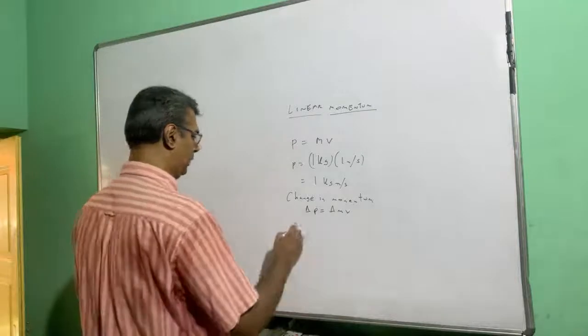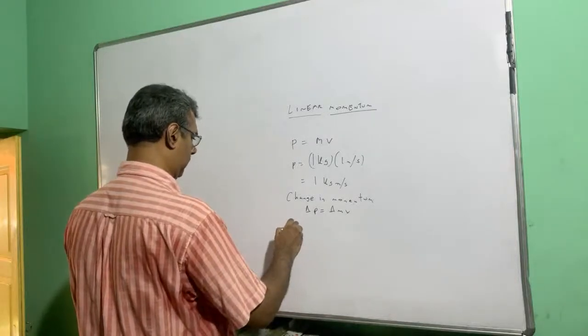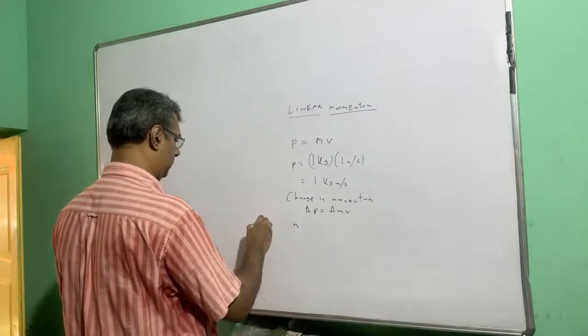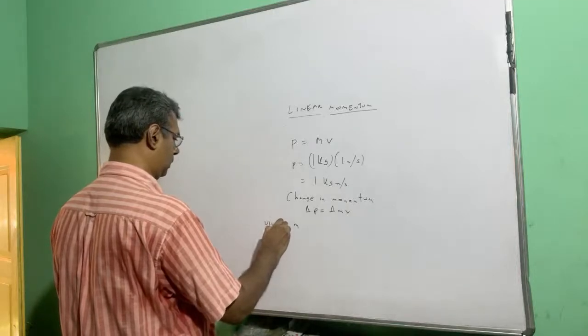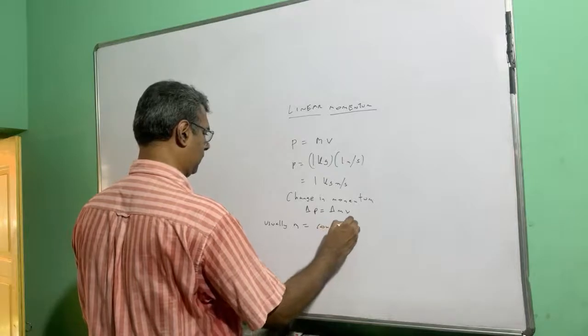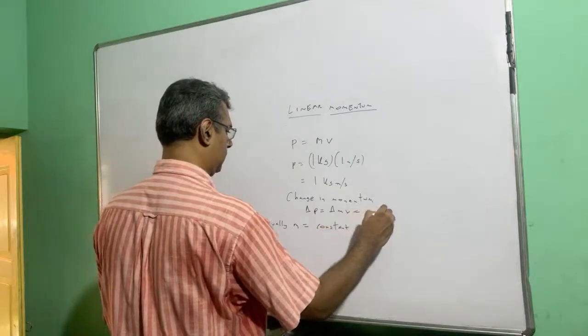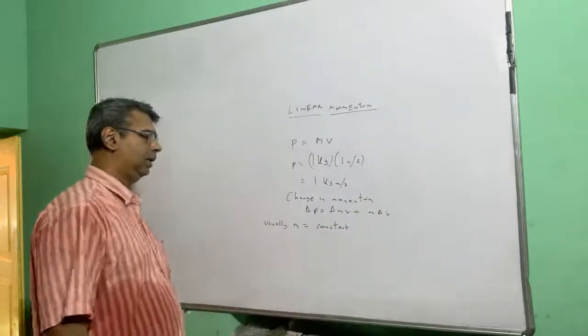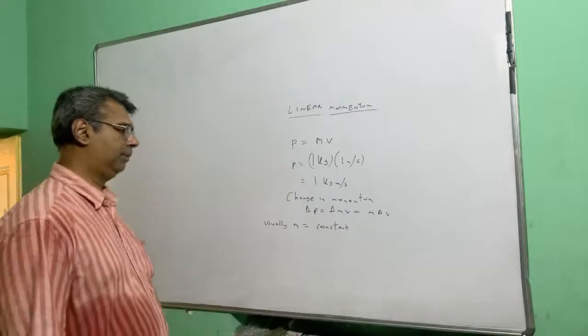Now, usually m is a constant. So in that case, it will be m into delta v, because m is a constant usually.